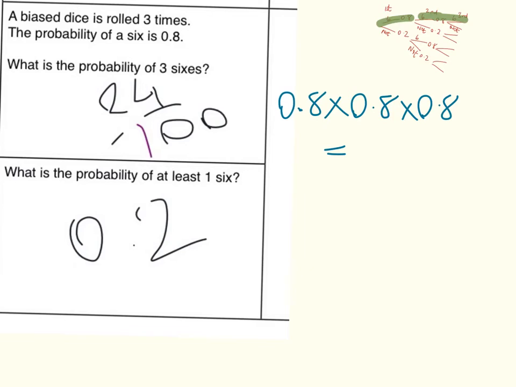Now the probability of at least 1 6 means that it's the probability of everything except where you have no 6s. So I'd like you to work out the probability of not 6, not 6 and not 6. Remember it's the AND rule, and then you can figure out what's left to add up to 1.